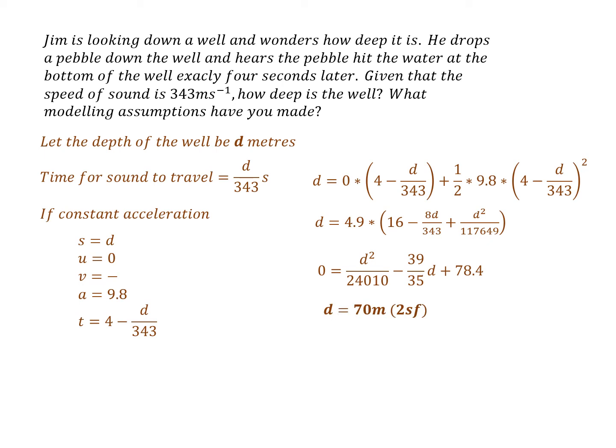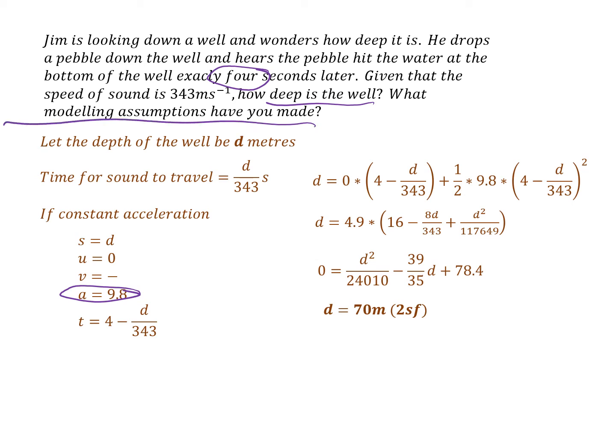Now I've only expressed that to 2 significant figures. You might be forgiven for saying 70.5, but the reason I've chosen 2 significant figures is that the calculation is based on our acceleration due to gravity, which has only got 2 significant figures, and our time, which has only got 1 significant figure. So anything more accurate than 70 is really questionable. So we've found out how deep the well is.